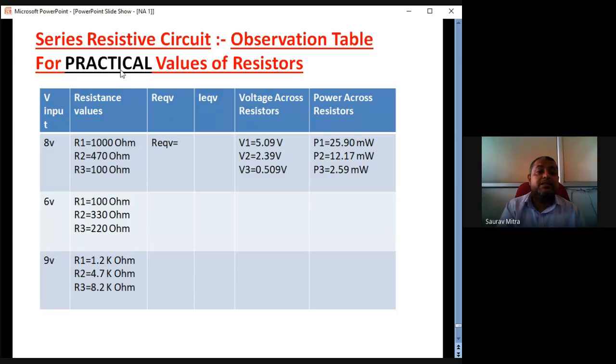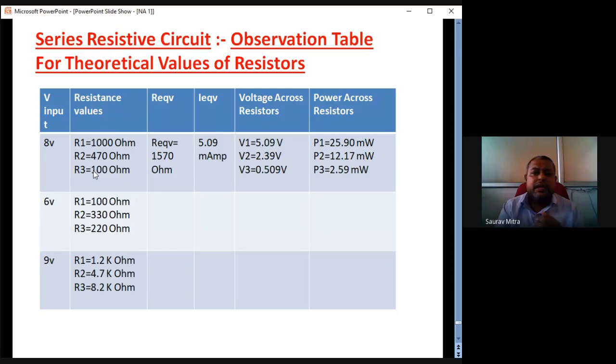The next table is for practical values. In this case 1000 ohm will not be 1000 ohm, because the resistance values will be measured. So this will be 990, this will be 455 and this will be 104. Both these tables are just representative, and I'll upload them to you. The input is 8 volt. You can take any case, not necessarily these values, but for resistors you have to take standard values. Just don't take 239.7 ohm. There are standard resistance values; just take those.